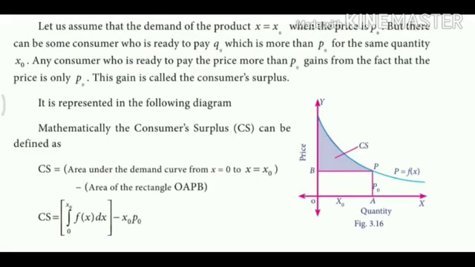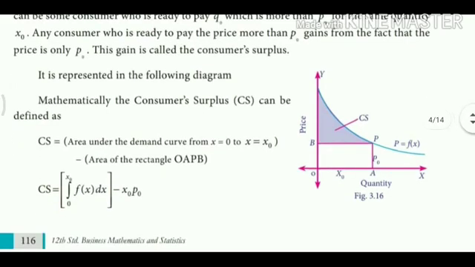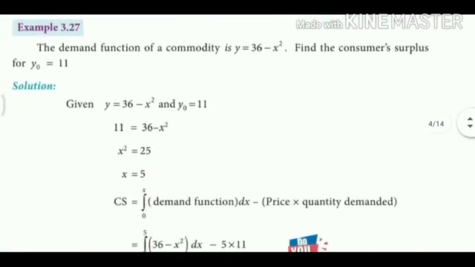Mathematically, the consumer surplus CS can be defined as CS equal to the area under the demand curve from x equal to 0 to x equal to x0 minus the area of the rectangle OAPP. Here, for consumer surplus, we are following the formula integration of 0 to x0 f of x dx. Here f of x denotes the demand function. It is given in the question itself. After that, we have to find x0 and p0 using the values given in the question. So this is the formula: CS equal to integration of 0 to x0 f of x dx minus x0 p0. You will understand well after seeing the example, sum 3.27.